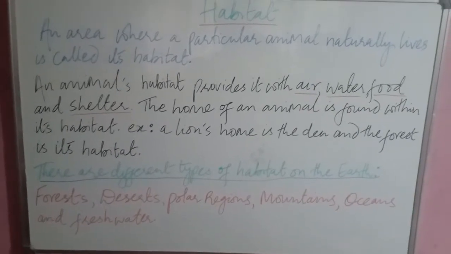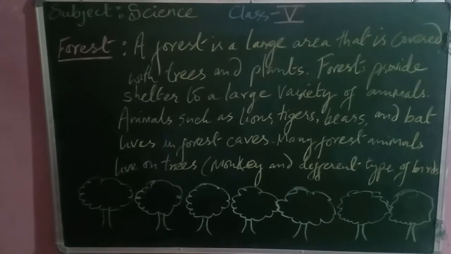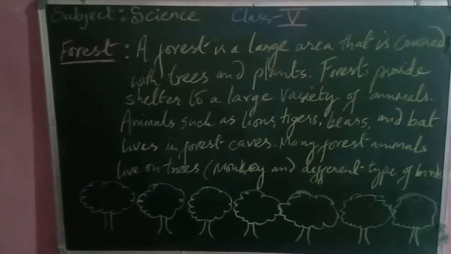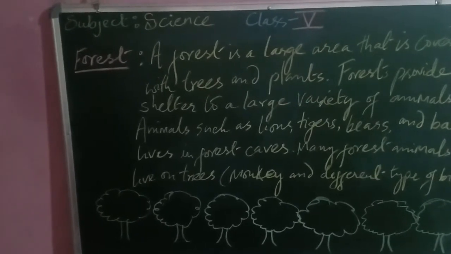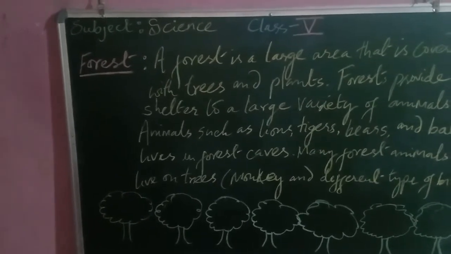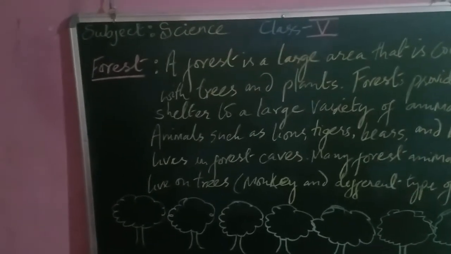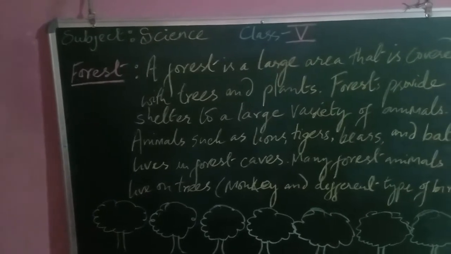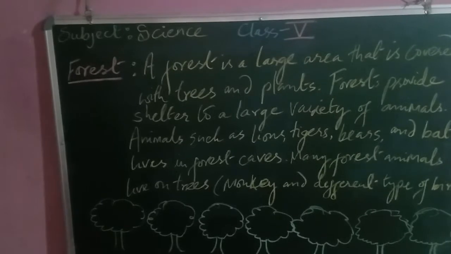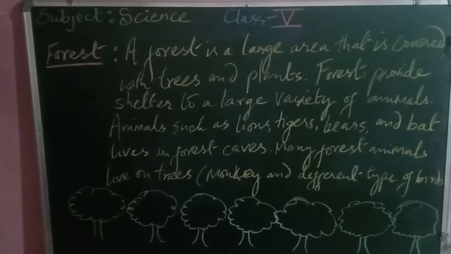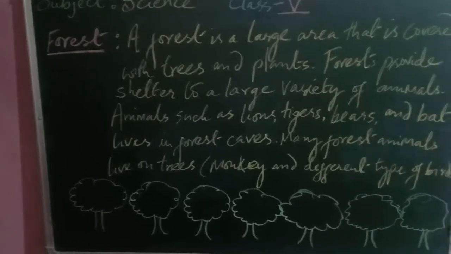So moving on. The first habitat we have is forest. A forest is a large area that is covered with trees and plants. As we all know, the forest is an area where all the trees and bushes cover it. And forest provides shelter to a variety of animals. That is true. And animals such as lions, tigers, bears, and bats live in the forest caves.